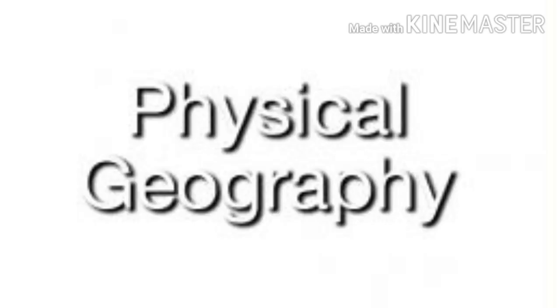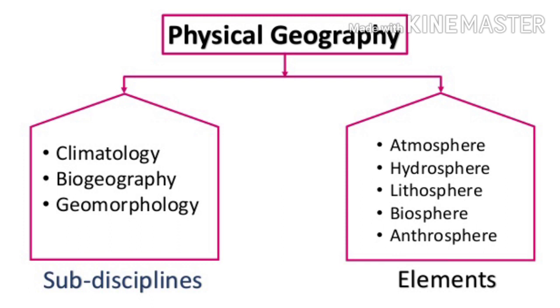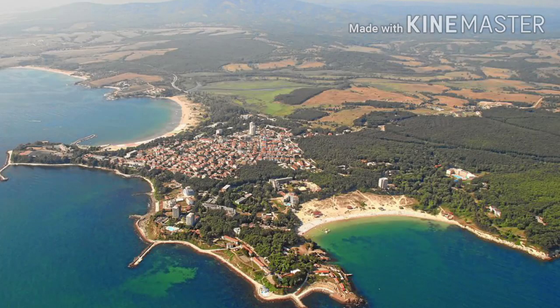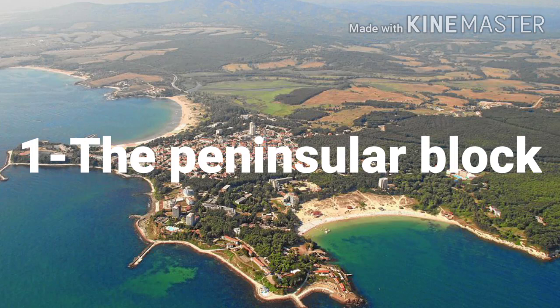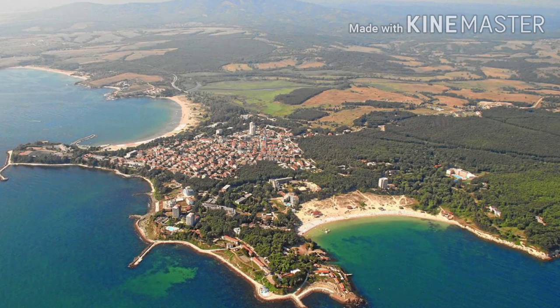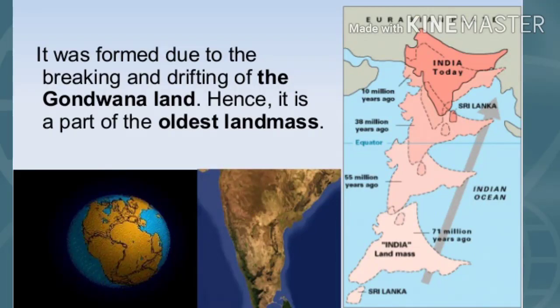Students, the chapter Structure and Physiography of India is a very important chapter. It will be useful for you in your senior class. So, we will study this chapter in various parts. So, in this video, first of all, we will cover the geographical feature, the peninsular block. What is the peninsular block?